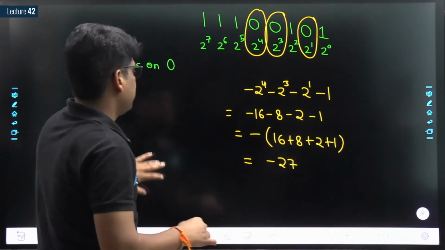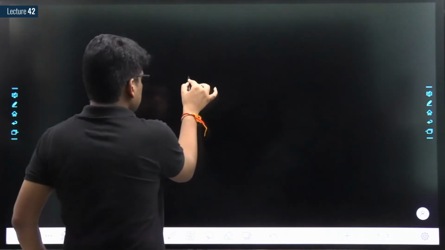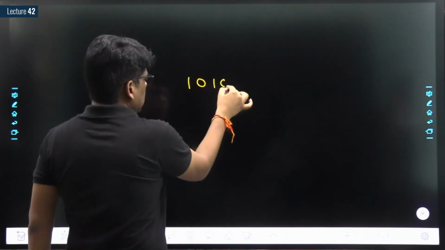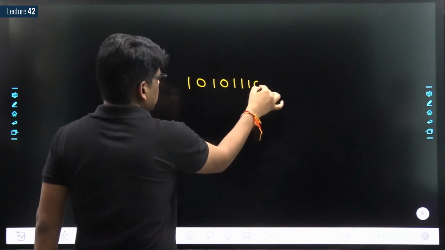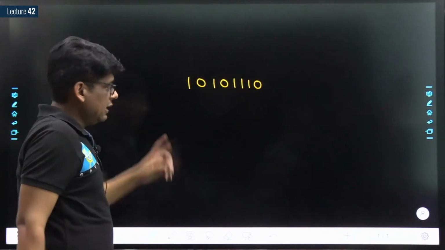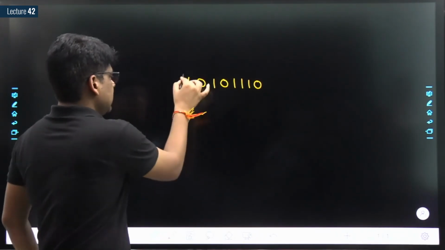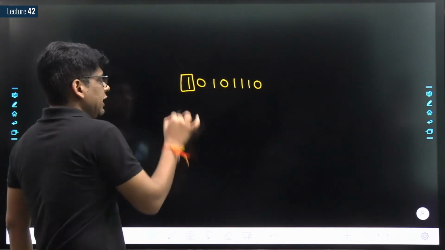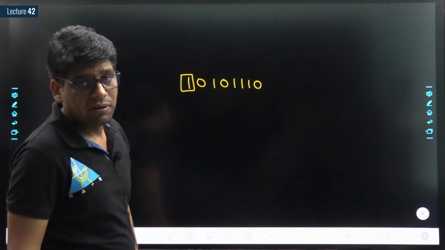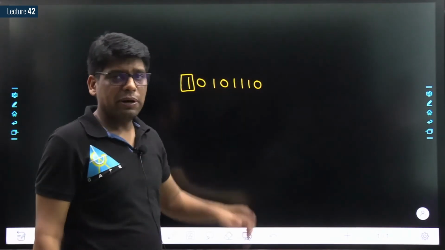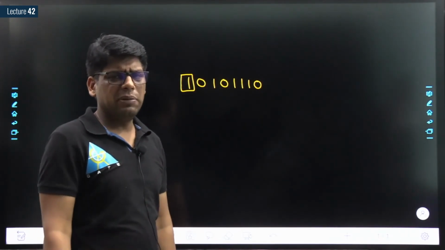Let me take another example. 10101110. Sir, is this written in 2's complement? Yes, sir. By looking at this, we get to know that this number is negative. I am asking you to find the value of this number. Don't go for 2's complement and all that.